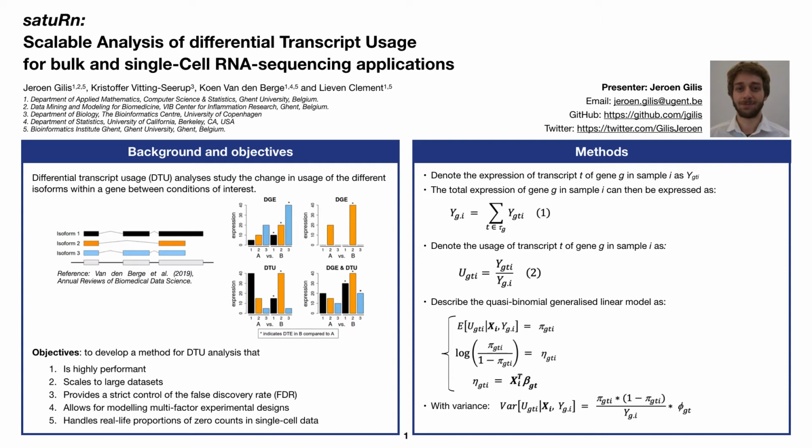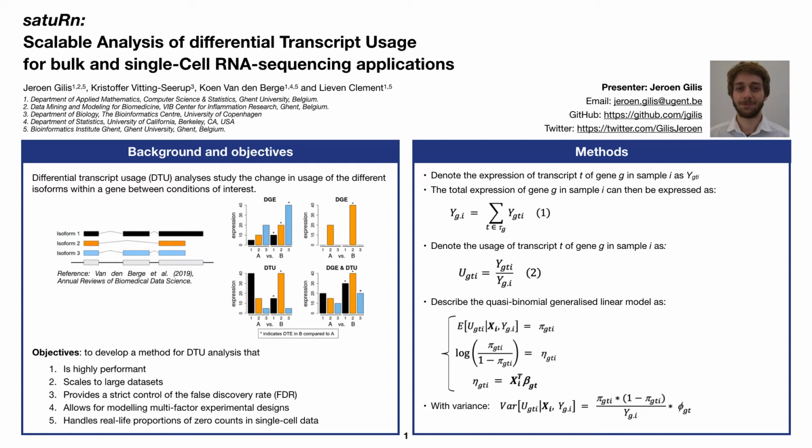To describe the statistical framework that is used by satuRn, we will use the notation Y_gti to denote the expression of a transcript t that belongs to a gene g in sample or cell i. The total expression of gene g in sample i can then be expressed as the sum of the expression values of each of the individual transcripts within that gene. Next, we can very easily estimate the usage of transcript t in sample i by dividing the expression value of the transcript with the total expression value of all transcripts in the corresponding gene.